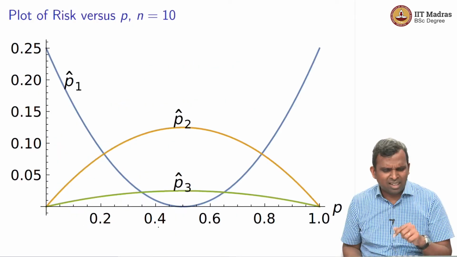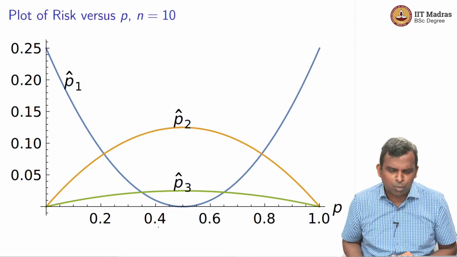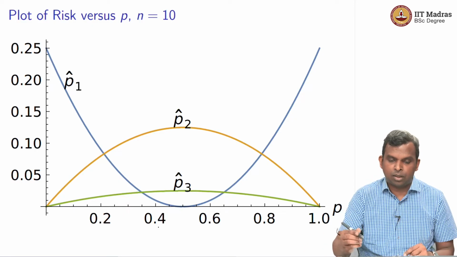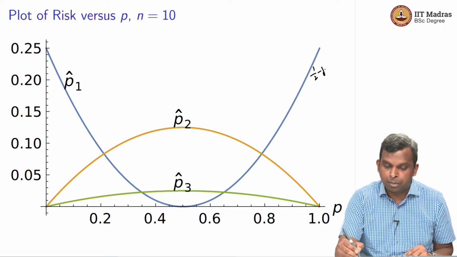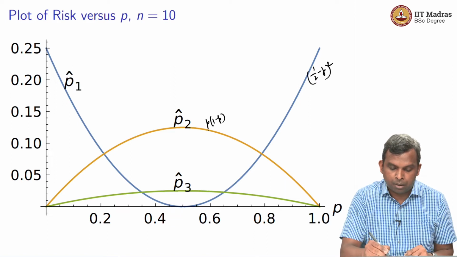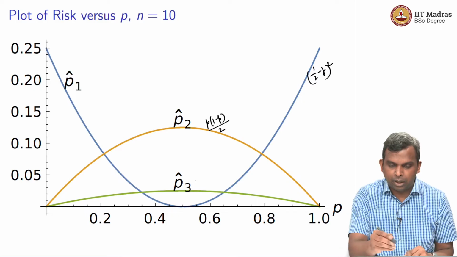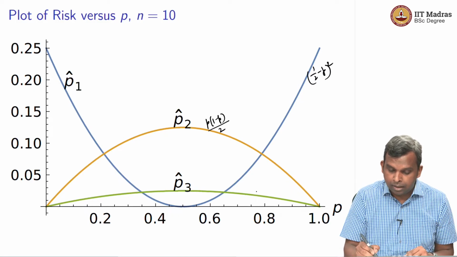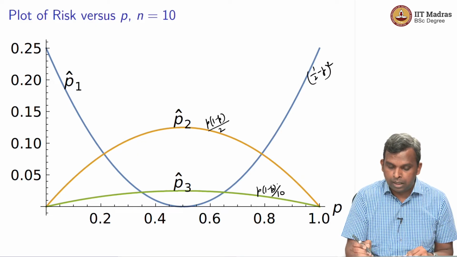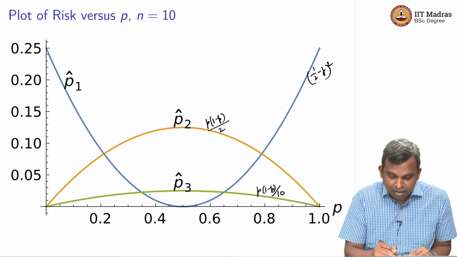Okay, so what I've done in this plot is just shown you the 3 plots. I'm not going to interpret this plot too much for you. So this is P1 hat, which, if you remember, has risk (half minus P) squared. P2 hat is P times (1 minus P) by 2, right? P3 hat, I think I picked n equals 10 here, so P3 hat is P times (1 minus P) by 10, okay?